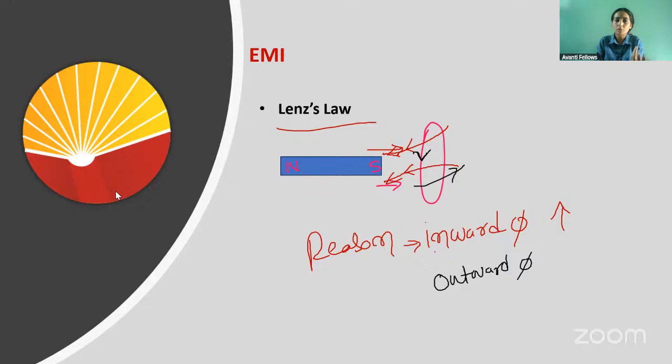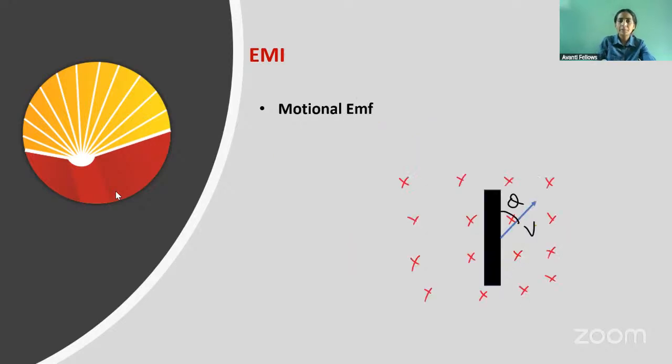Or in short, you can also tell which end. I mean, that we will discuss later. But here you can discover the sense of current. After that, we have learned one more thing, that is motional EMF.